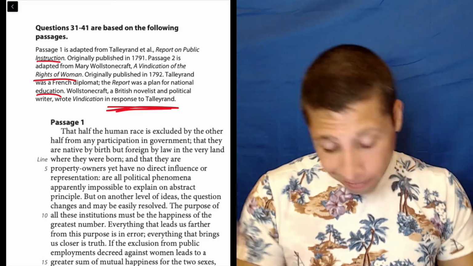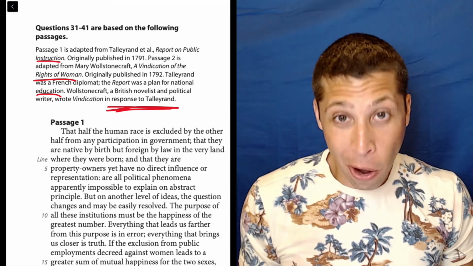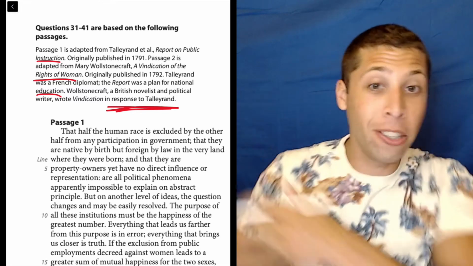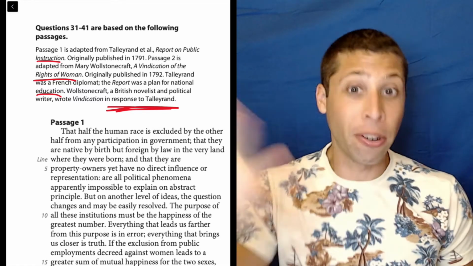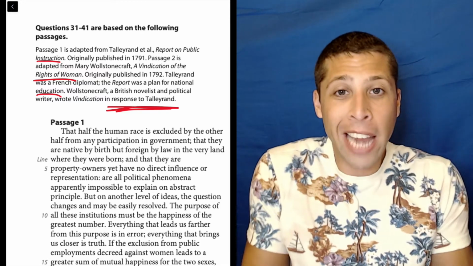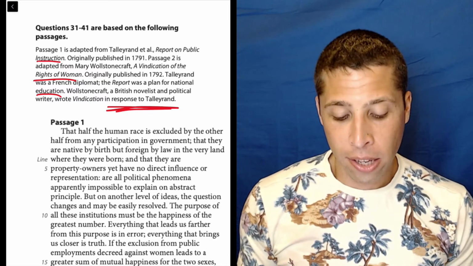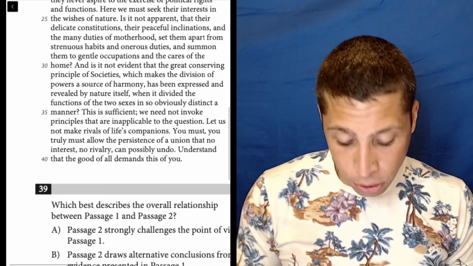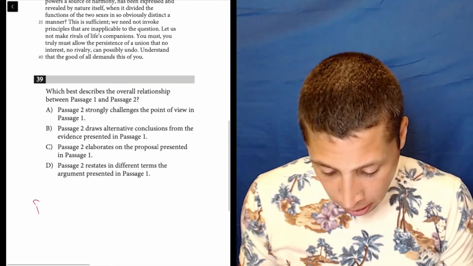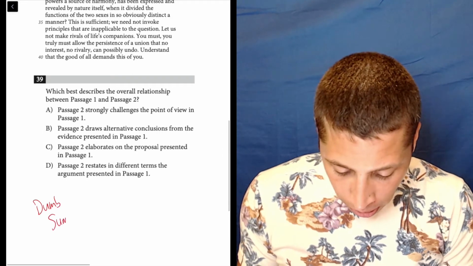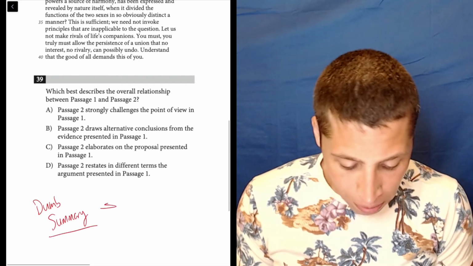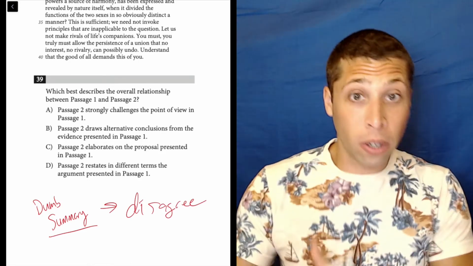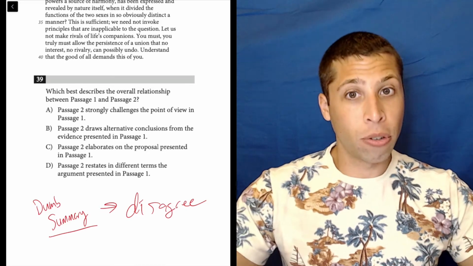Now, never say never, but almost never is there going to be a case where someone is responding to an author and saying, yes, I agree with everything that you said. That just doesn't really happen, especially on the SAT. So response almost always means disagreement. That is our dumb summary of what's going on here. What is the relationship between these passages? They disagree.